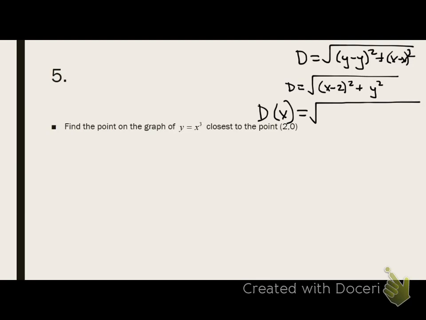can I go ahead and square that binomial and make it x squared minus 4x plus 4 plus, again, x cubed squared becomes x to the 6.